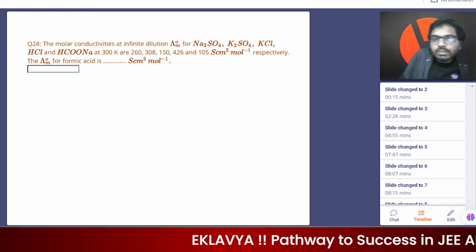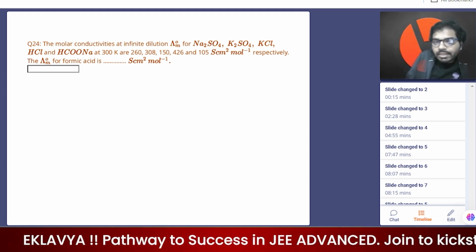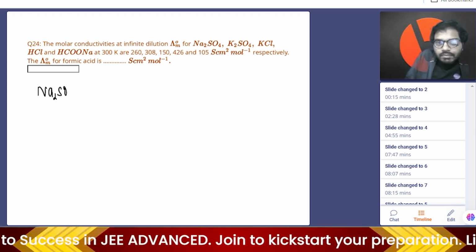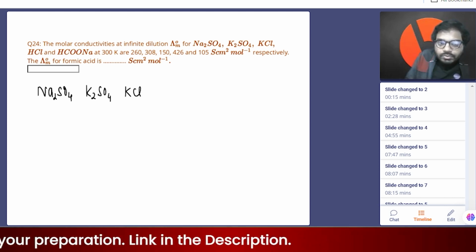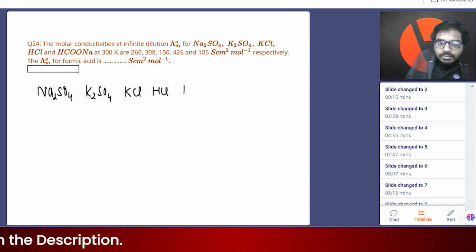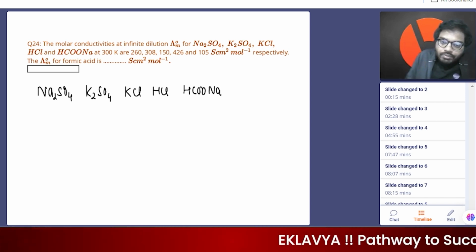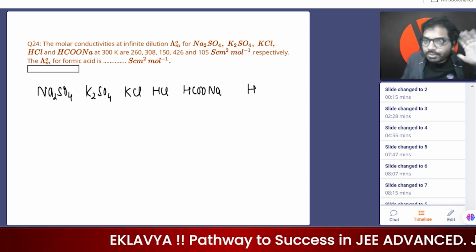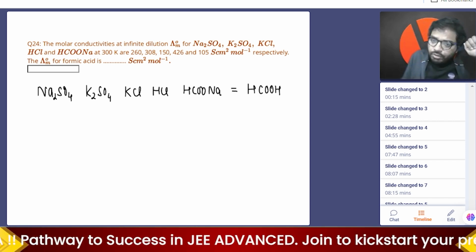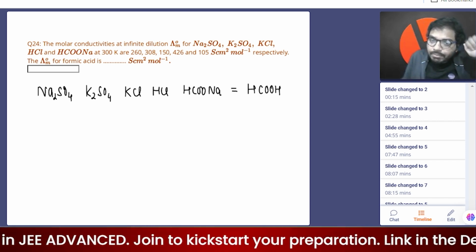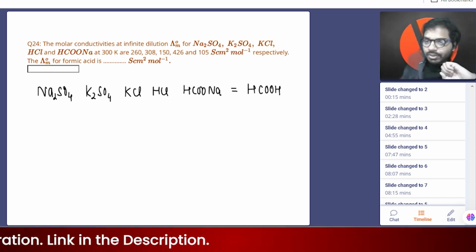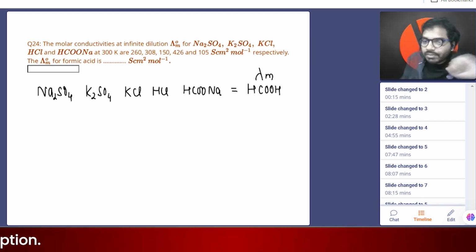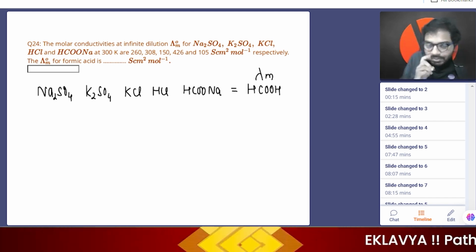Fine. So the molar conductivities at infinite dilution. I am writing here one by one. I can say this Na2SO4. Okay. Then I can write here K2SO4. Then for the KCl. Then I can write for the HCl. Then HCOONa. For these, the molar conductivity at infinite dilution is given. For formic acid, I have to calculate with the help of these values. I will adjust all these values accordingly. I will get the molar conductivity for the formic acid. I hope this is clear to you.